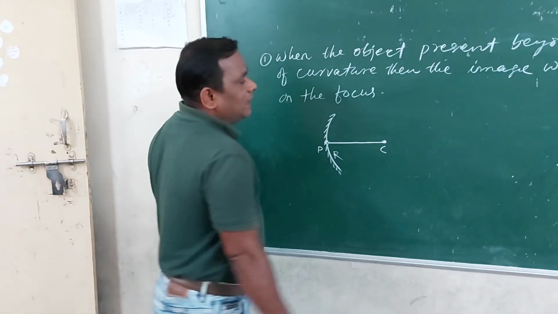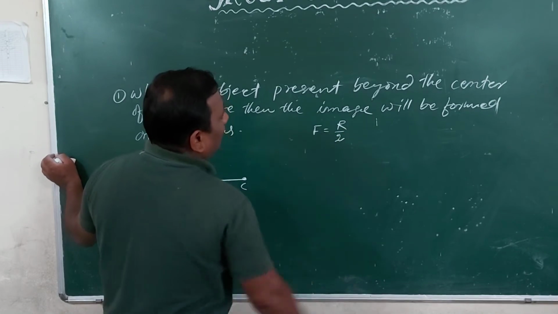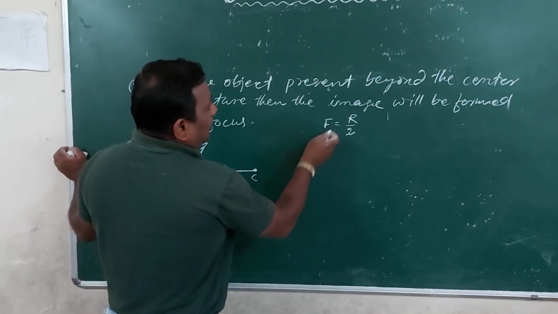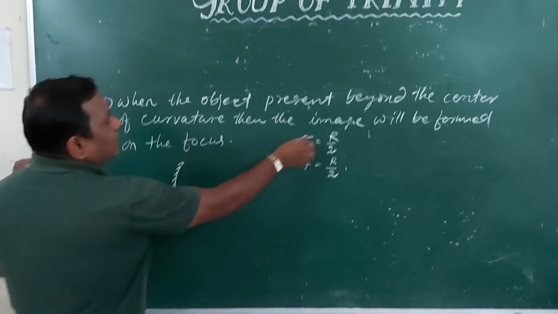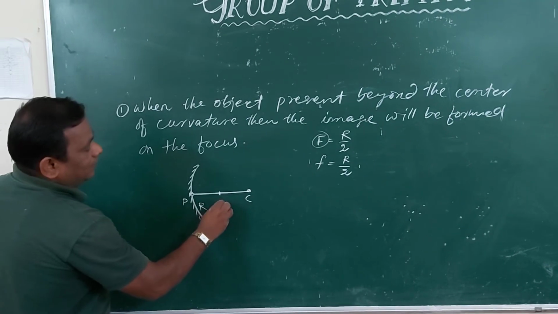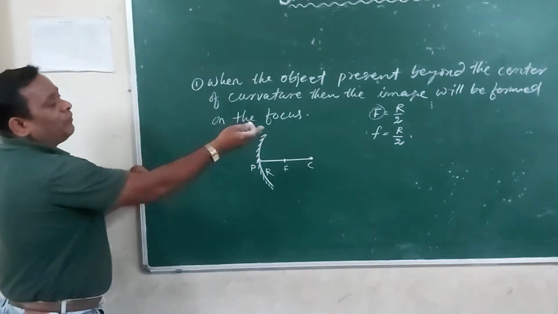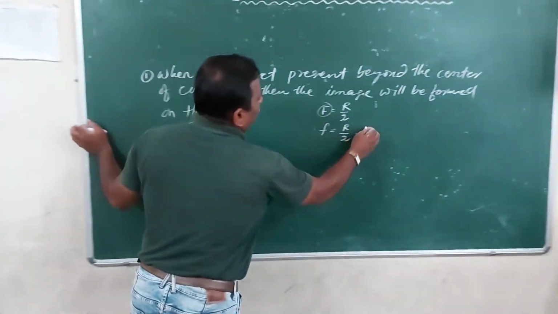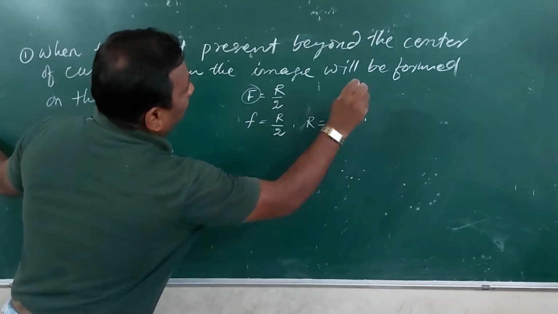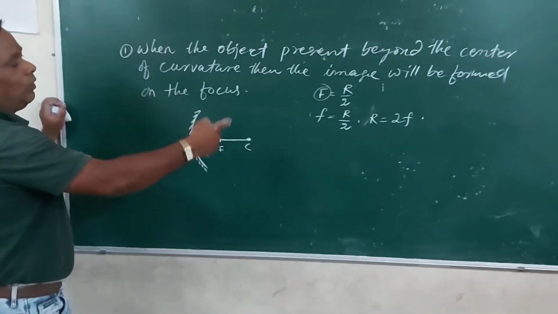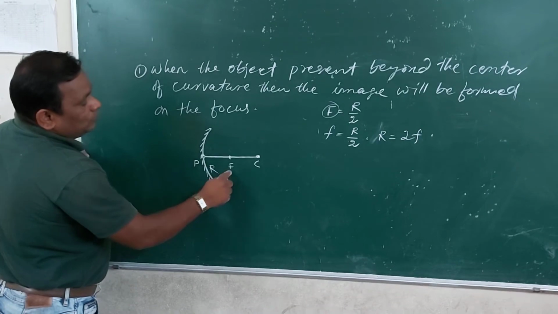I already said to you, F equals R by 2. That means you can write the small f equal to R by 2. That is the F. This is the focal point. F is the focal point. And last class I already taught you how to find this equation, right? And I also said R equals 2f, right? R equals 2f, f equals R by 2. So you see here, that is R by 2, this is the f.